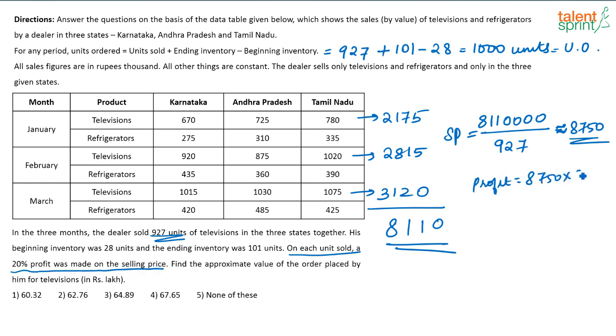20% on the selling price is the profit made. So this is the profit that has been made, or I can say 1750 rupees is the profit that has been made in each unit, right? Or what is the cost price per unit? Cost price per unit is 8750 minus 1750, which is equal to 7000 approximately, correct?